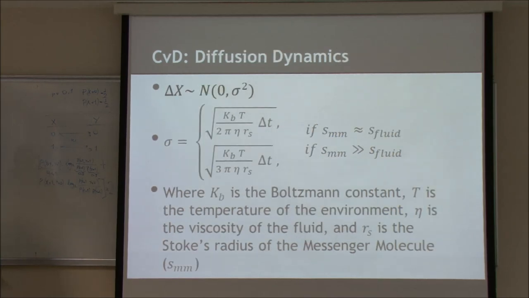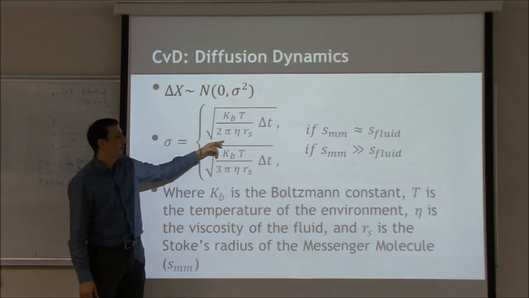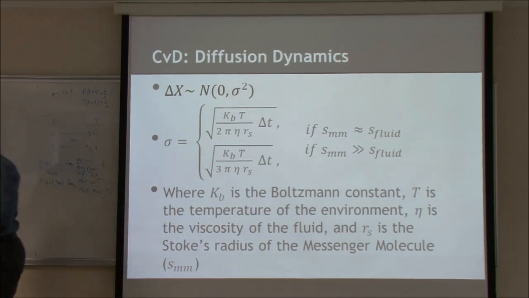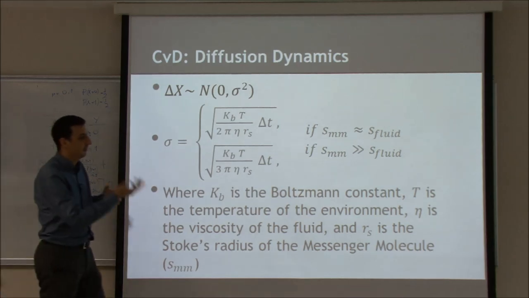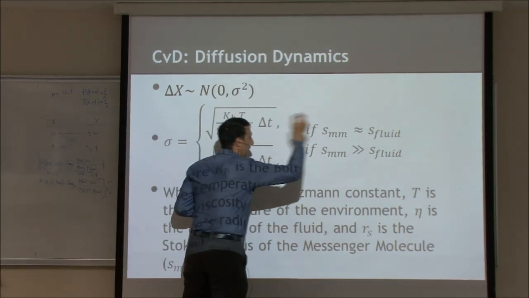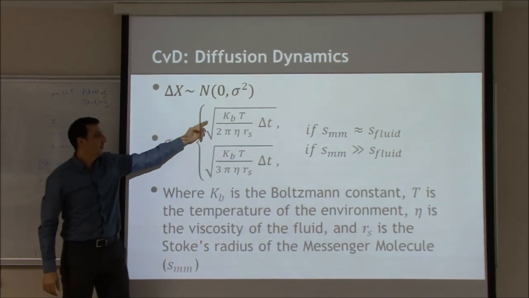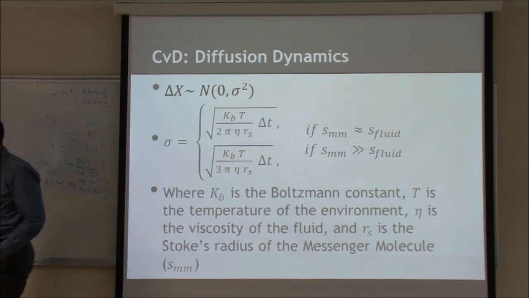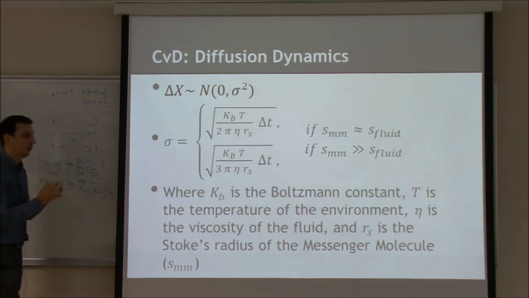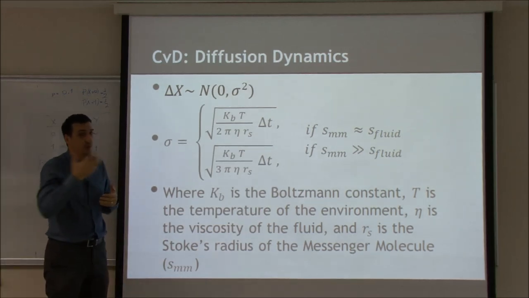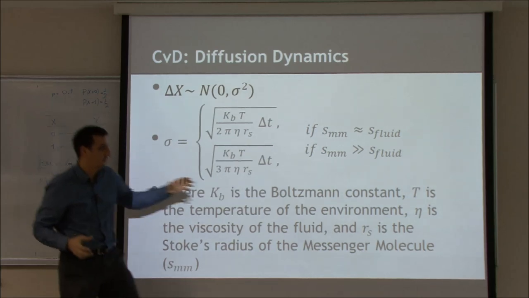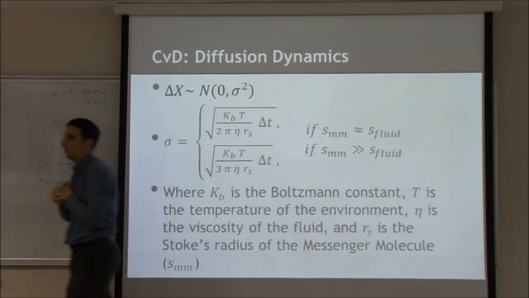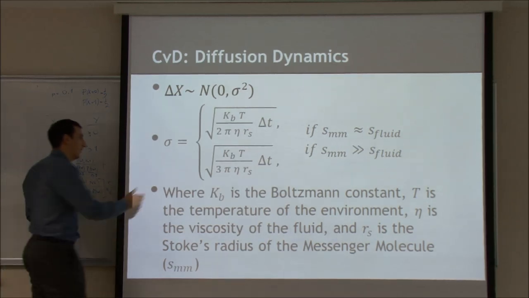So, if we don't know the diffusion coefficient, we can evaluate the sigma by these formulations. If the messenger molecule size is similar to the molecules in the fluid, we take this formula. This is the Boltzmann constant, this is temperature. Eta is viscosity, Rs is the Stokes radius of the molecule. If the messenger molecule size is much, much more than the fluid molecules, then it obeys this formulation.